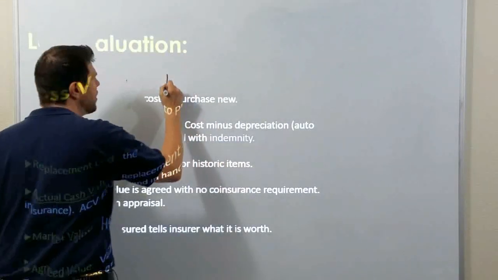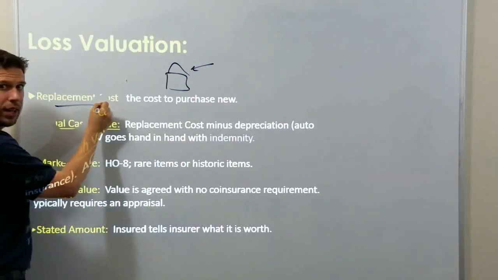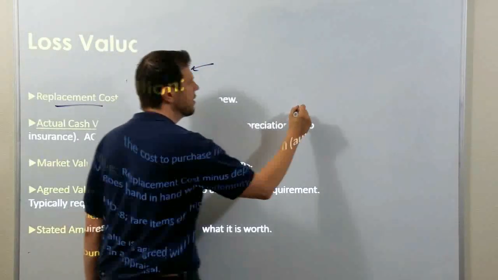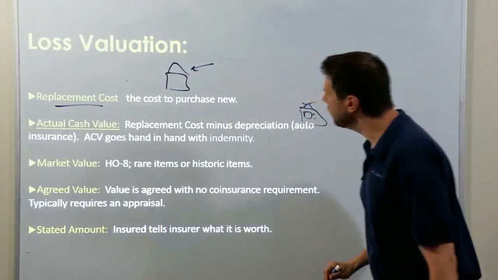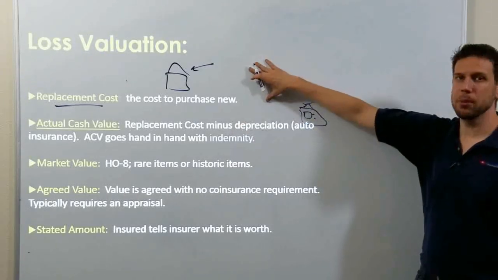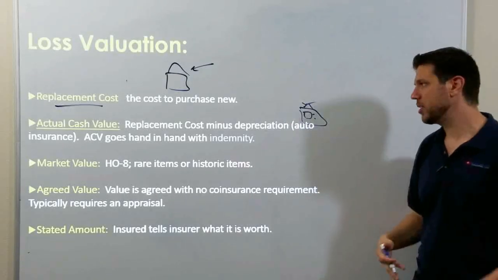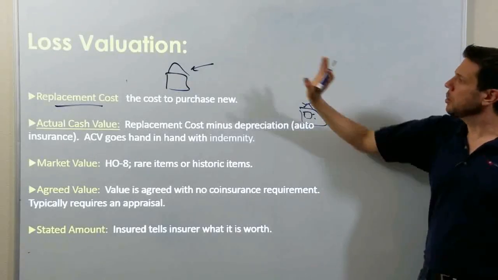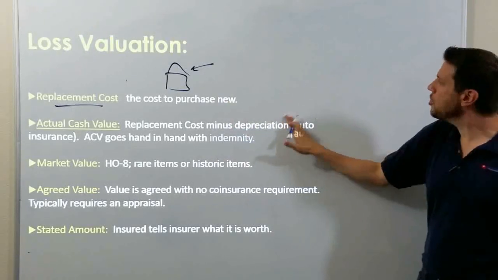Homeowners, typically the structure is replacement cost. And then the stuff inside is actual cash value. You can endorse a homeowner's policy up to replacement cost for the contents, but it costs more money over time. So replacement cost to buy something new, actual cash value factors in depreciation.